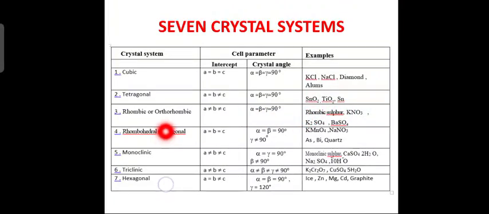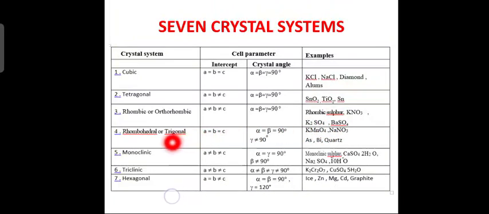Then the third type is rhombic or orthorhombic. Here all the sides are unequal, they are not the same. A is not equal to B, not equal to C. But the bond angles are the same. Alpha equals beta equals gamma, that is equal to 90 degrees. Examples are rhombic sulfur, potassium nitrate, potassium sulphate, and barium sulphate.